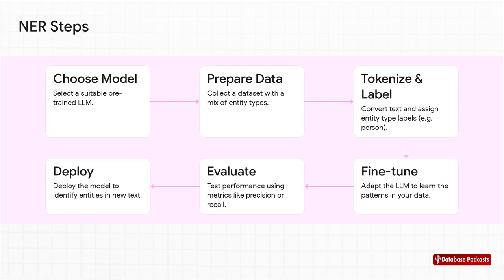Now, here's the really cool part. Look at the pattern here. The process is almost identical, and that's the key takeaway. The only thing that's really changing is the data we're feeding it. Instead of sentiment labels, we're tagging words as person or location. This just goes to show how flexible this whole framework is. You can use one powerful model to solve dozens of different problems.